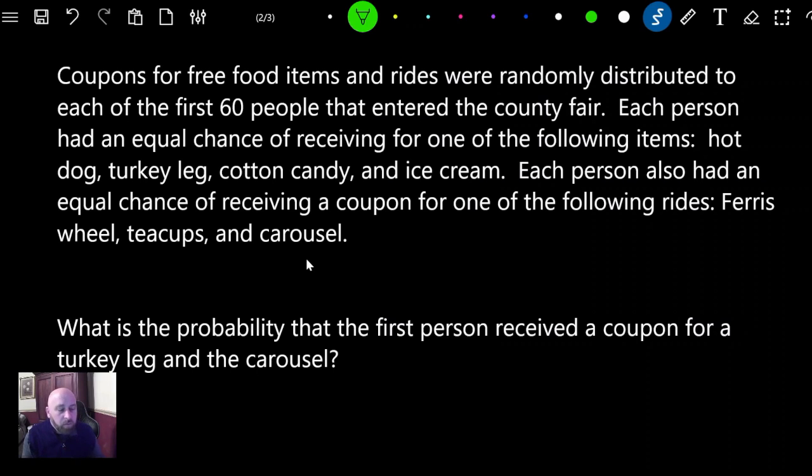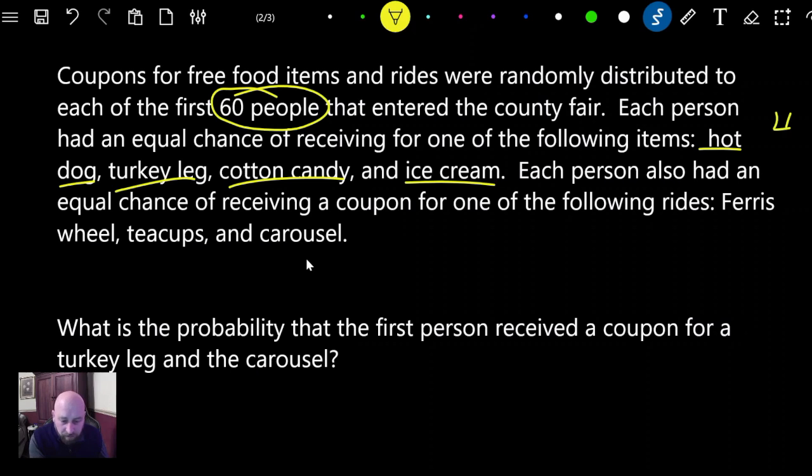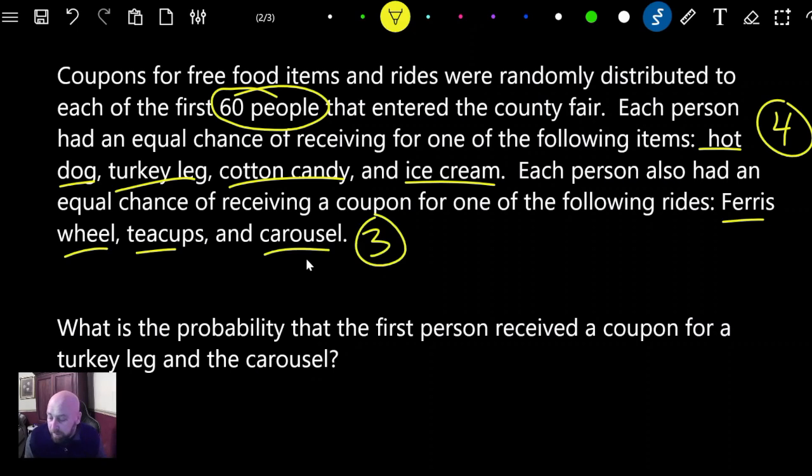Okay? So, let's go ahead and think about this. Now, look at here. There's some important things here. 60 people. Okay? So that's our total, 60 people, right? And then we also had some important things here. The following, so hot dog, that's 1, turkey leg 2, cotton candy 3, ice cream 4. So there are 4 total foods, right? And with the rides, we had Ferris wheel, that's 1, teacup, that's 2, carousel, that's 3. So we have 3 total rides. So there's a couple different things going on.